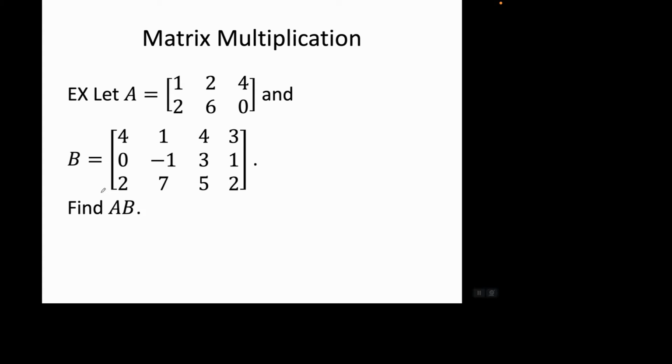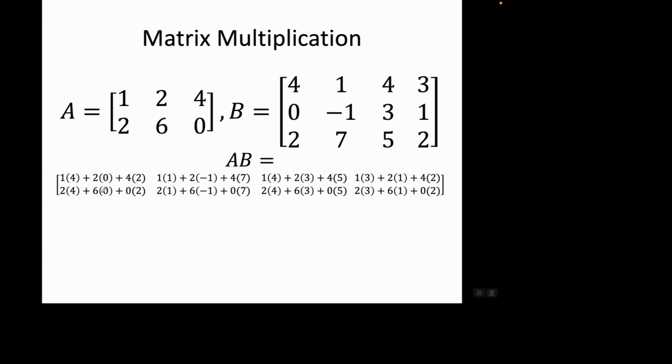Let A equal 1, 2, 4, and 2, 6, 0. And B equal 4, 1, 4, 3, 0, negative 1, 3, 1, 2, 7, 5, 2. Find AB. Oh my goodness, what an ordeal. Okay, so again, first we do rows and then columns. A is a 2 by 3 matrix, and B is a 3 by 4 matrix. You can multiply these together because these two numbers are the same. If they were different, you wouldn't be able to multiply them together. The result is going to be a 2 by 4 matrix, so AB is 2 by 4.